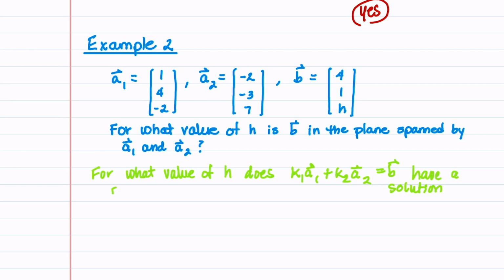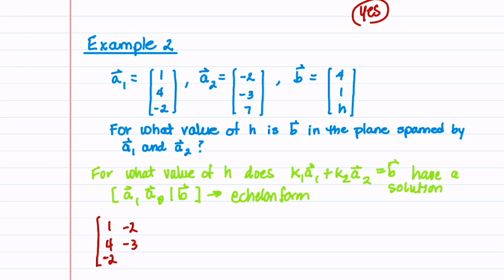So our procedure is we're going to take A1, A2, augment it with B, and put it in echelon form. So let's first create that augmented matrix: 1, 4, minus 2, minus 2, minus 3, 7, augmented with 4, 1, H. And then we'll put this in echelon form. I'm going to skip those steps, and what we end up with looks like this.